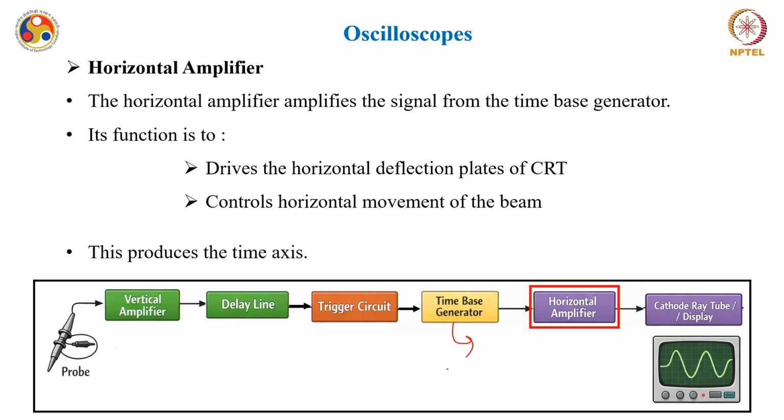After the time-based generator has generated this sawtooth waveform, the role of the horizontal amplifier begins, okay. The horizontal amplifier amplifies the signal from the time-based generator. So, its function is to drive the horizontal deflection plates of the CRT and also to control the horizontal movement of the beam, okay. So, this produces the time axis of the output.